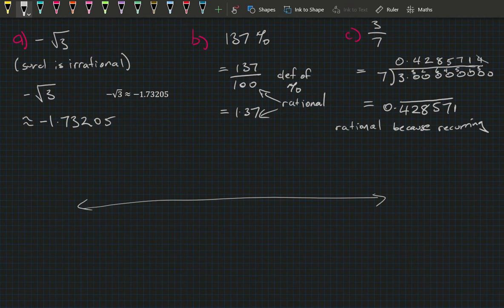All right, let's draw that number line. And I don't need less than -2 or more than 2 because there's no numbers outside those. So our minus square root of 3 was -1.7, and 137% was around about 1 1/3. And 3 on 7 is close to a half, just a little bit less. So there you go, all those numbers are on the number line.